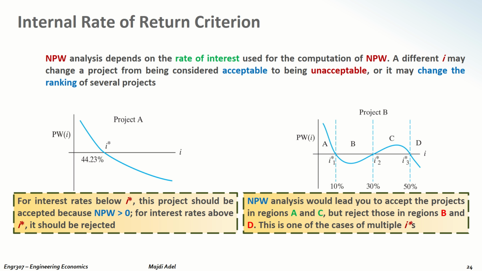So for a single interest rate or single internal rate of return, the situation is easy. For interest rates below I star, the project is rejected. For interest rates less than I star, the project is accepted.